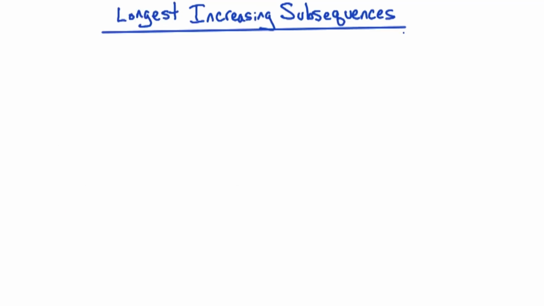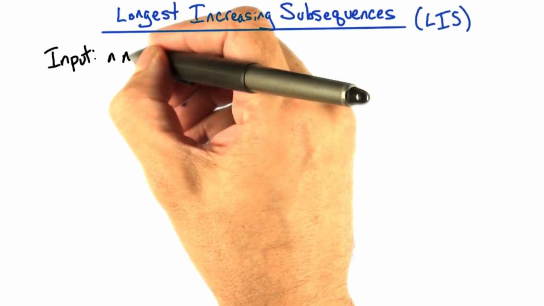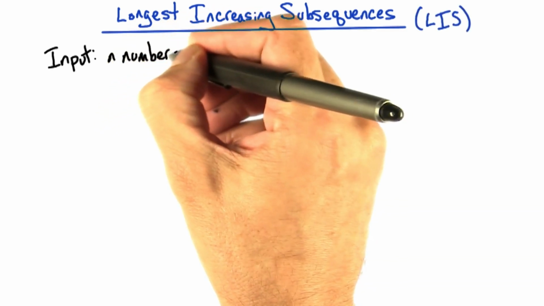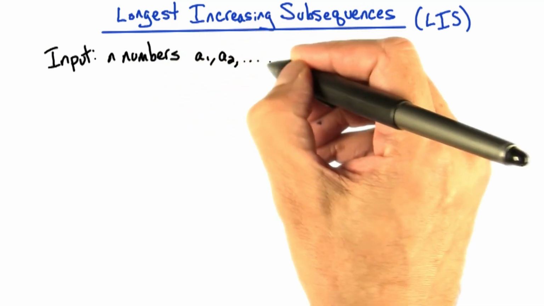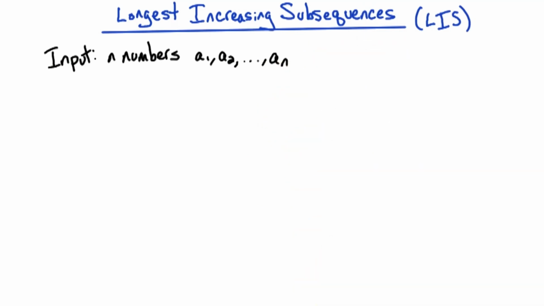Let's look now at a more sophisticated example of dynamic programming. The problem we're going to consider is the longest increasing subsequence problem, and for simplicity we'll call it LIS. The input to the problem are n numbers, which we'll denote as A1, A2 up to An. Our goal is to compute the length of the longest increasing subsequence in the n numbers of the input.